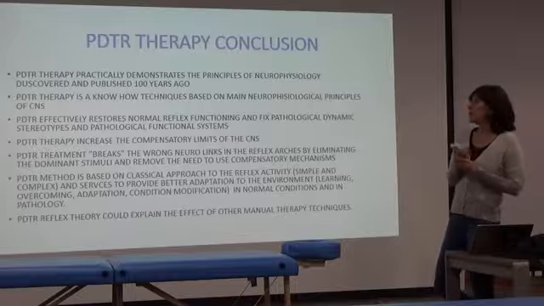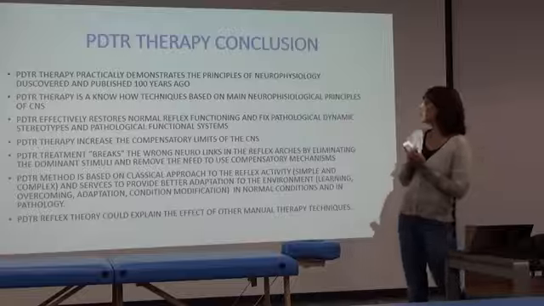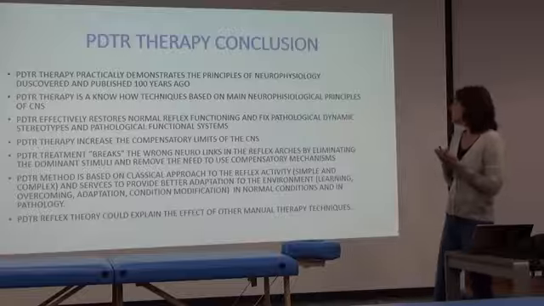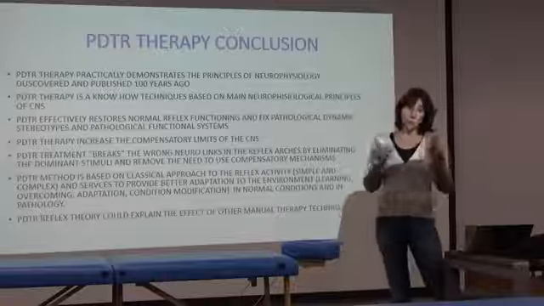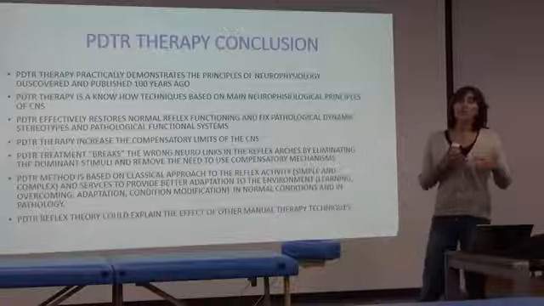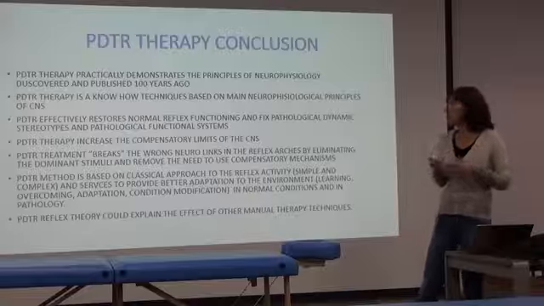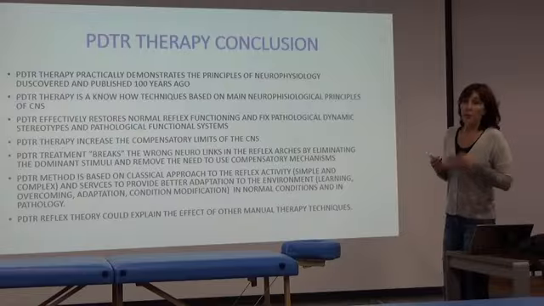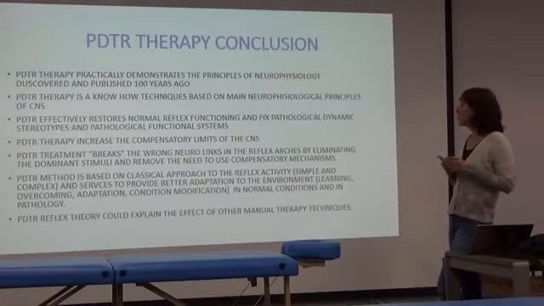What PDTR actually does is it breaks the wrong neural connections in the reflex arcs by eliminating the dominant stimulus and removing the need to use compensatory mechanisms. So the nervous system compensates because there is an excessive stimulation. As soon as we remove the excessive stimulus, we don't need to compensate anymore, and the regulation levels can manage their own work properly.